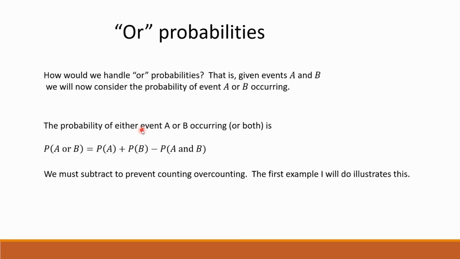Basically, for "or", the probability of that, we have this equation. We have the probability of A plus the probability of B, and then we subtract the probability of A and B occurring.